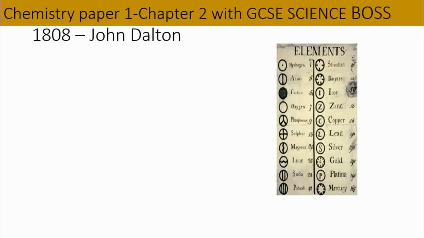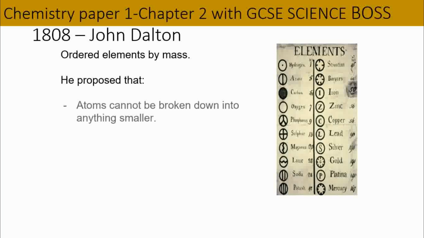Okay, good. All right. So one of the first scientists to really do some work on this in terms of elements was John Dalton, in 1808. And what he did, he ordered the elements by mass. So you can see here, this is an idea as to what it looks like. So you had hydrogen with a mass of 1. Then you have, well, this would be strontium, currently strontium 46, and so forth. He ordered them by mass. And he also made some propositions.